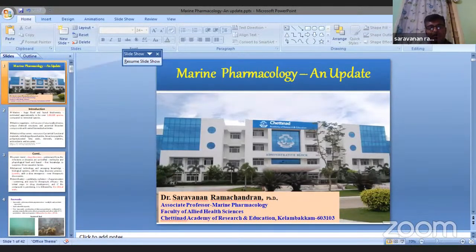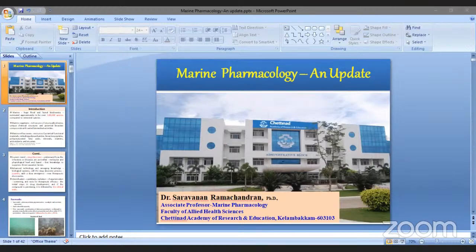Before I go to marine pharmacology, I want to give you a brief outline of the marine. What is marine? What species are present in marine organisms? Then we will see how these species are taxonomically characterized from the marine, and once characterized, how they are taken for biomedical as well as biological applications.